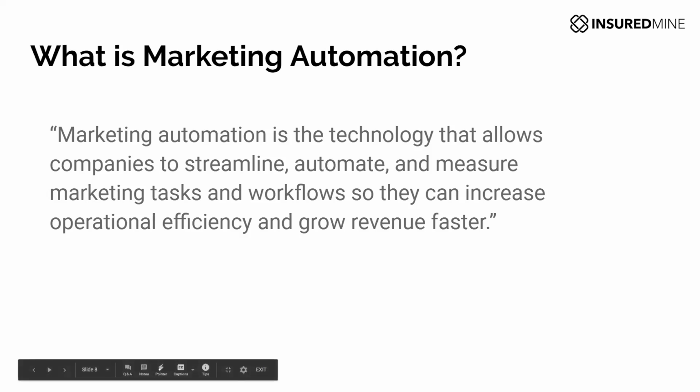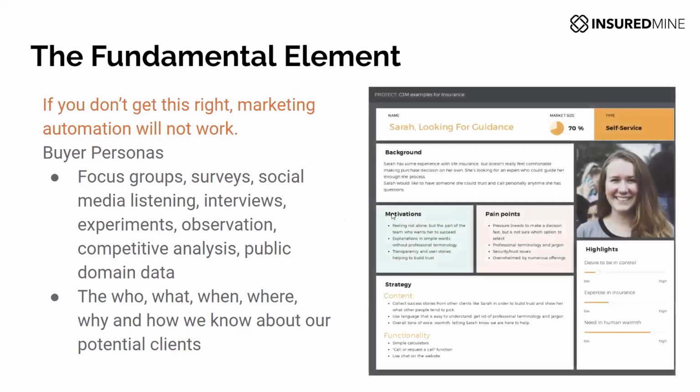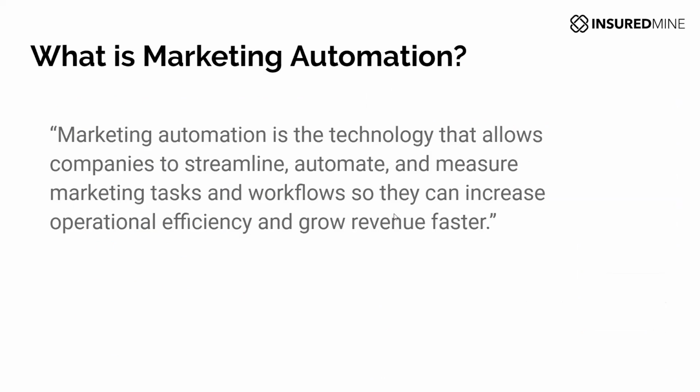So Marketo here has a good, clear definition for us. They say marketing automation is the technology that allows companies to streamline, automate, and measure marketing tasks and workflows so they can increase operational efficiency and grow revenue faster. But before we dig into this further, let's start briefly with something absolutely fundamental. And I want to put a lot of emphasis on this because if you don't get this right, marketing automation will not work. So let's move forward.